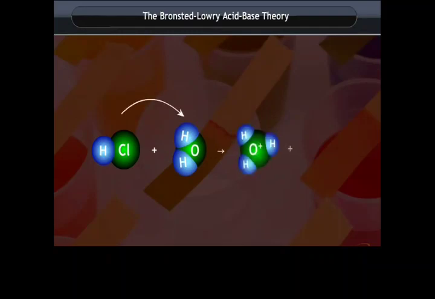The Bronsted-Lowry acid-base theory. In the Bronsted-Lowry theory, an acid is a proton donor and a base is a proton acceptor. The theory portrays the ionization of hydrogen chloride in this way. HCl plus H2O gives H3O+ plus Cl-. Here water is a reactant. The acid molecule donates hydrogen ions or protons to the water molecules, so the acid HCl acts as a proton donor.